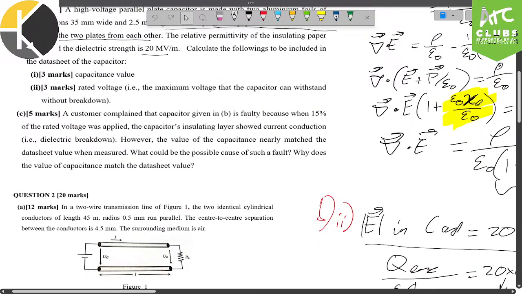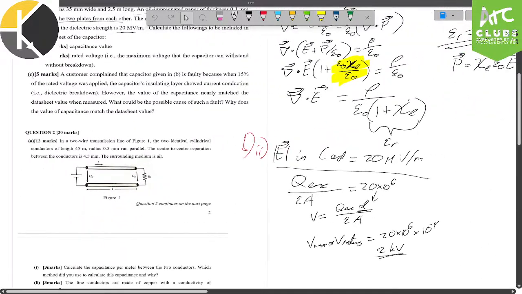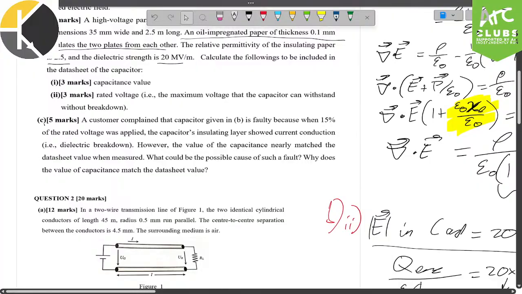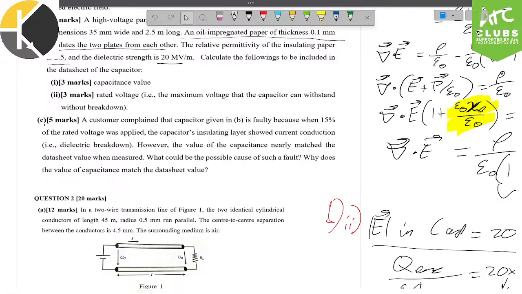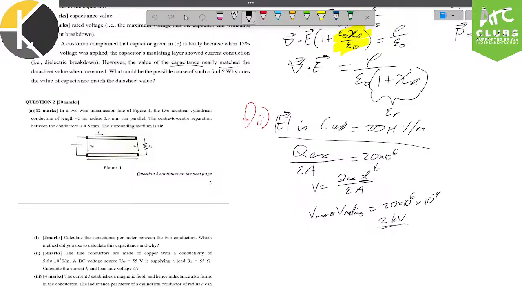So this question says that it is faulty. The customer complains that it is faulty because when 15% of the rated voltage is applied, the capacitor breaks down. Let's think about this. We know that the capacitance nearly matched the datasheet value when measured. What could be the possible cause of such a fault? Why does the value of the capacitance match the datasheet?